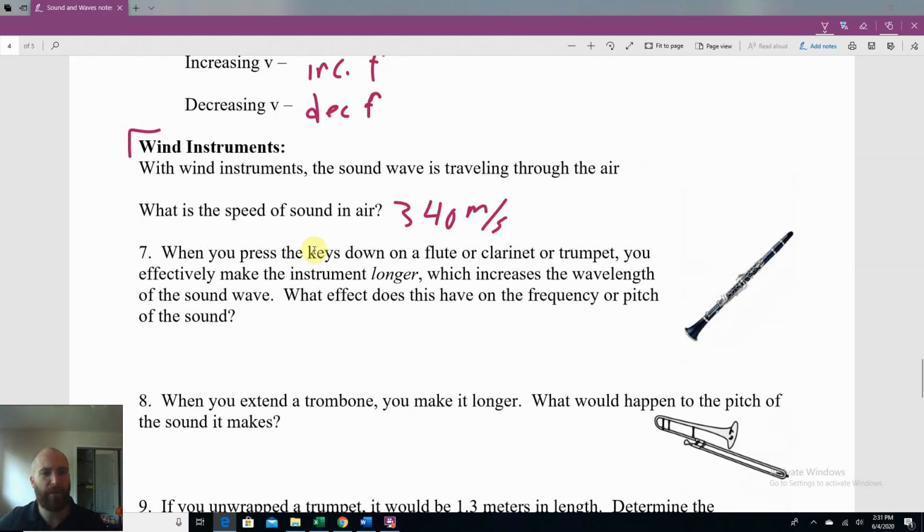Nice example here. When you press down on the keys of a flute or clarinet or trumpet, the keys are like these little guys that you would press down on, you effectively make the instrument longer. When there are holes that are open, the sound can escape, and it's like a short tube then, because it ends there. But if you cover those holes, then the sound has to keep going, and you have a longer wavelength. So when you press down, the instrument gets longer, which increases the wavelength of the sound wave.